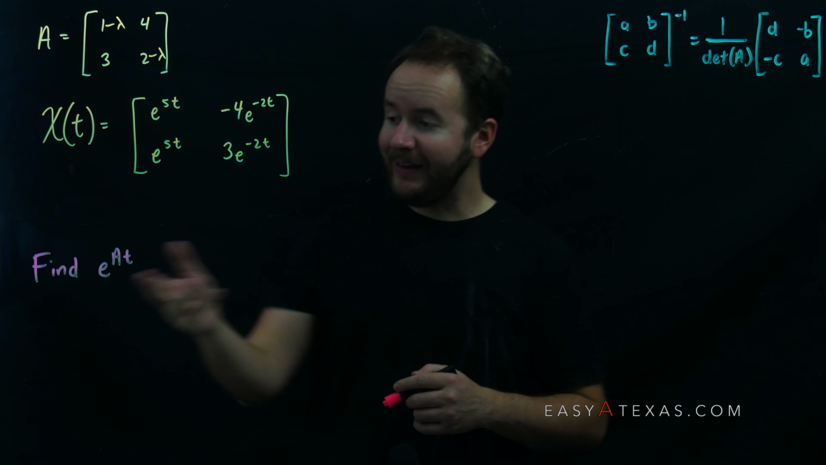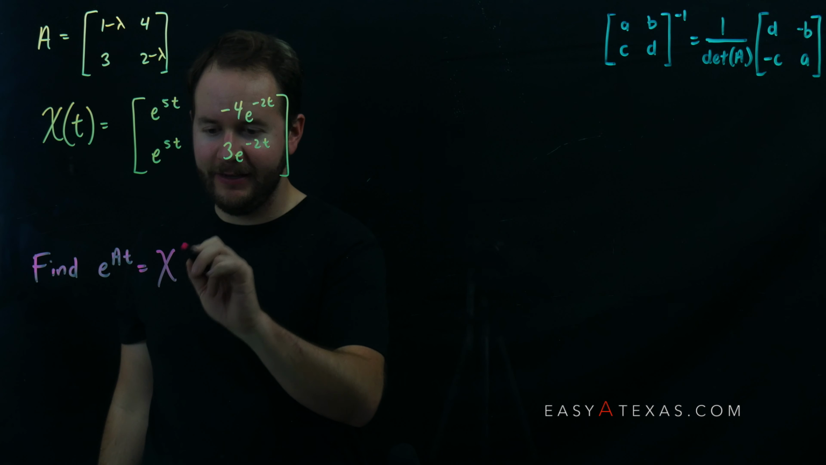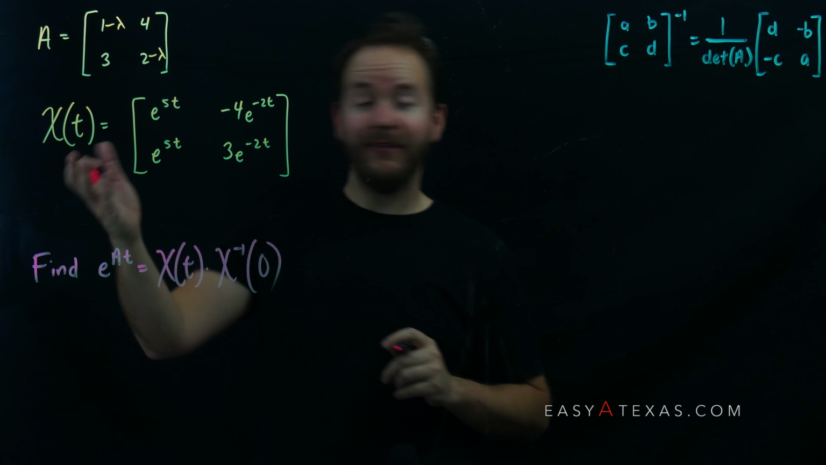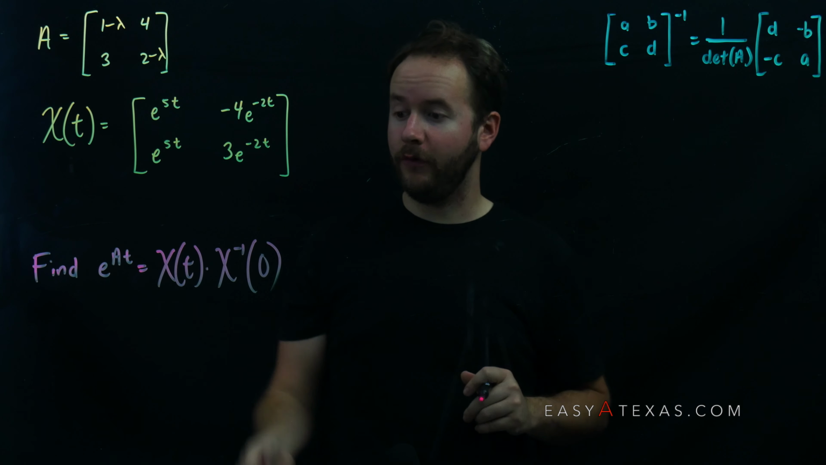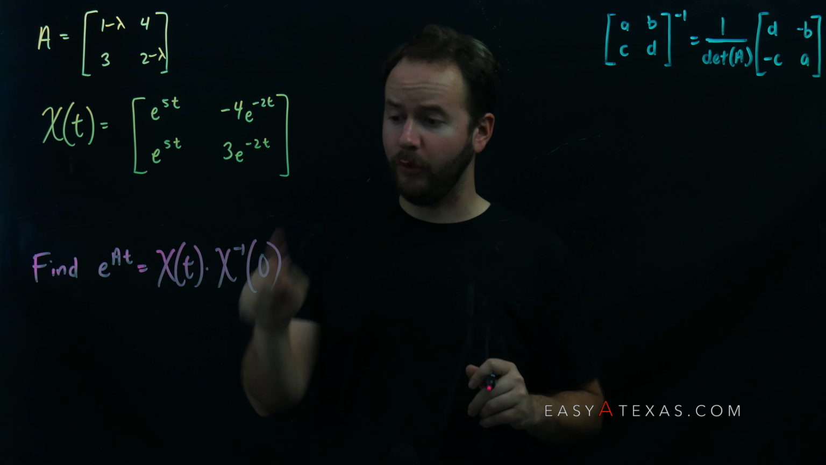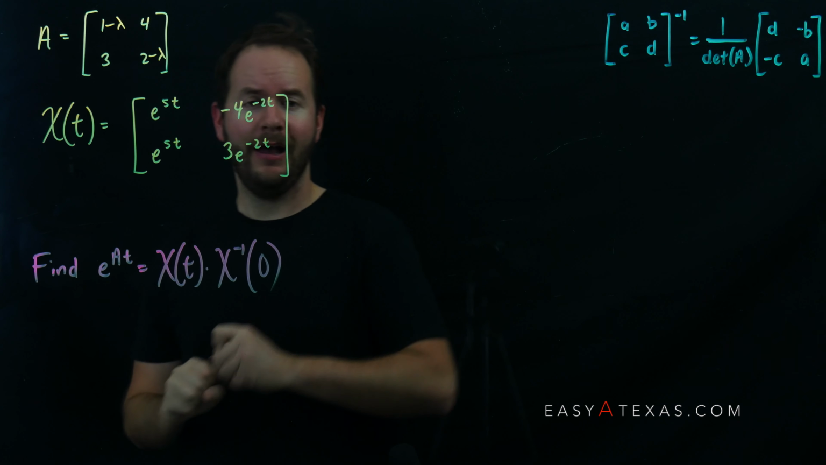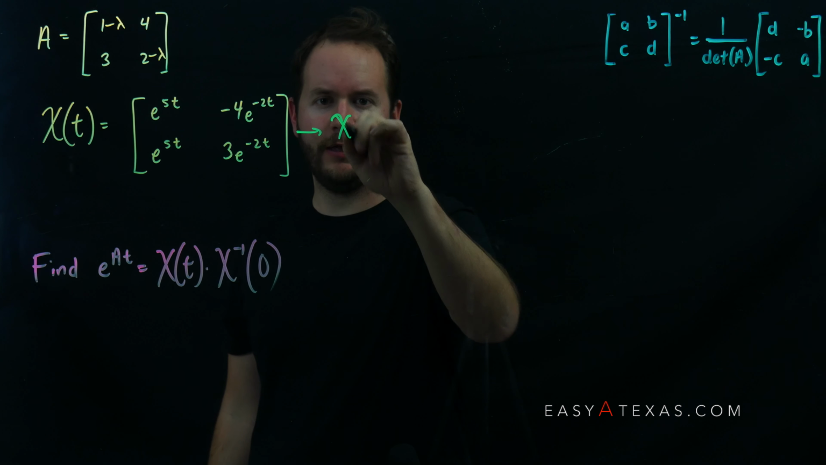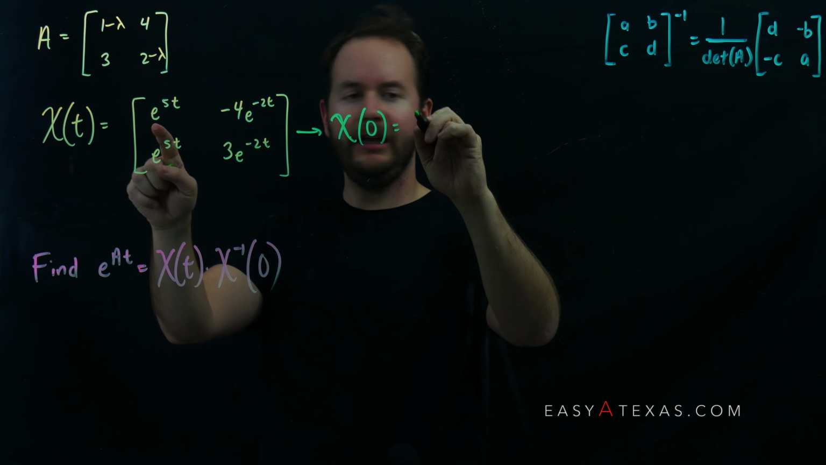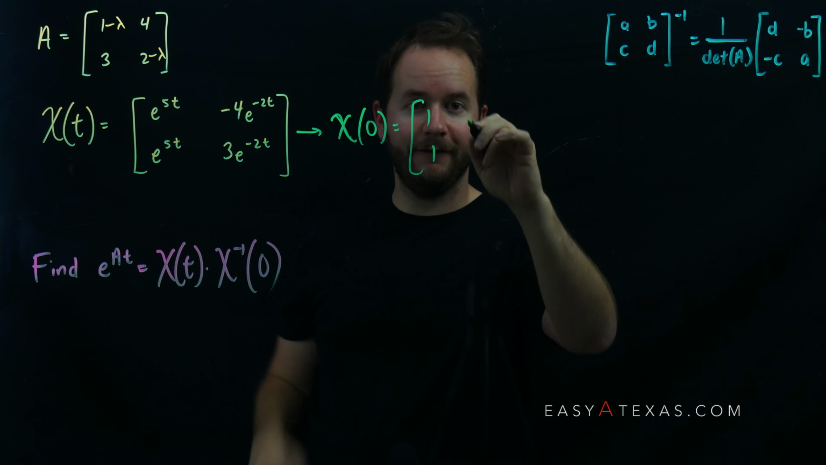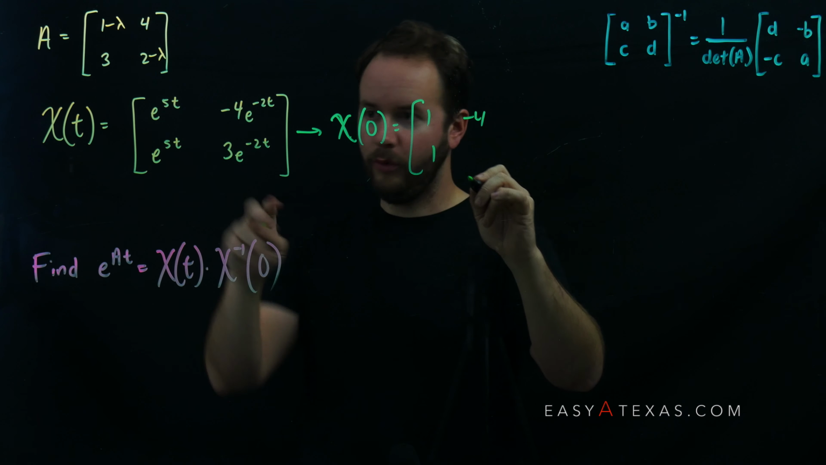Now the formula for finding e to the At is chi of t times chi inverse of 0. So we have that chi of t matrix that we had before, that's going to go here, but we need to find chi inverse of 0. So what I want to do first is plug in 0 for t. When I do that, I get chi of 0 equals e to the 0 is 1, e to the 0 is 1, e to the 0 is 1 here, but then I have a -4, and e to the 0 is also 1, but then I have times 3.